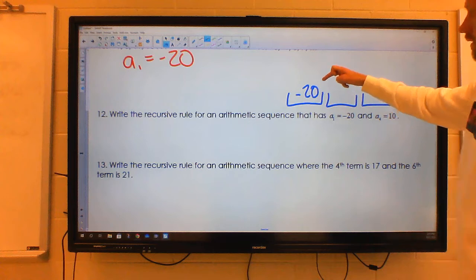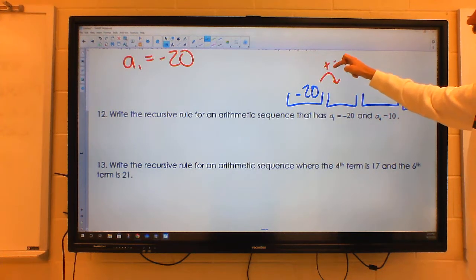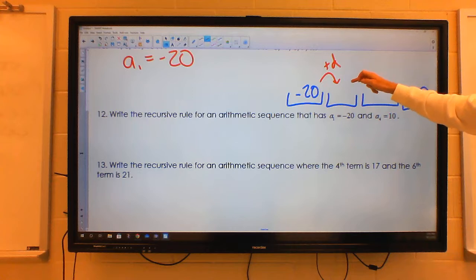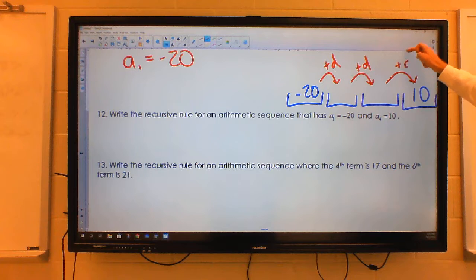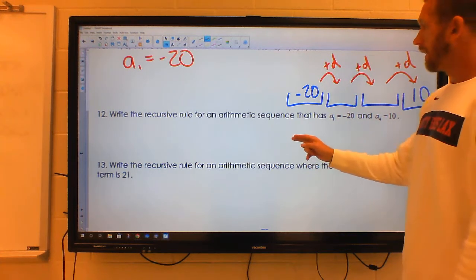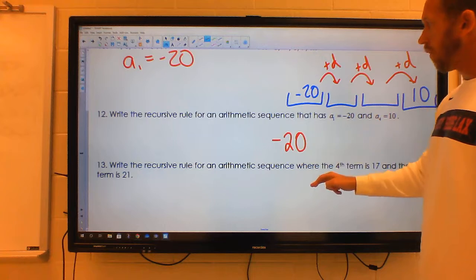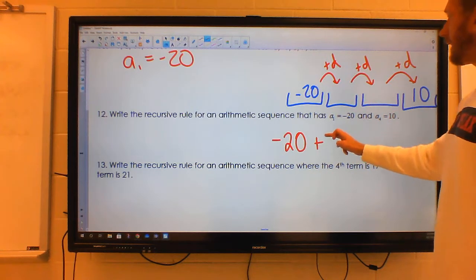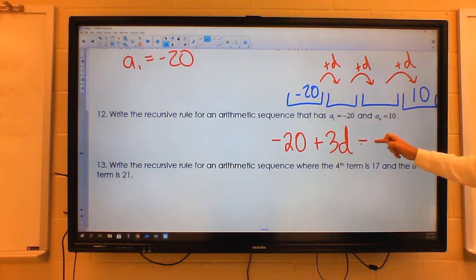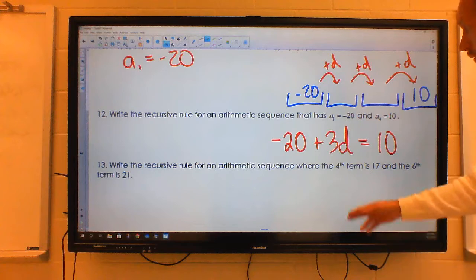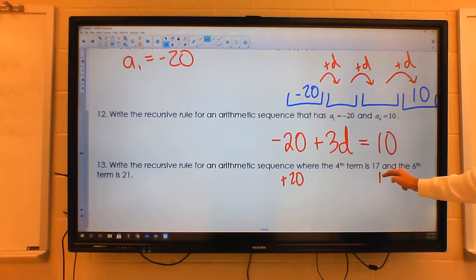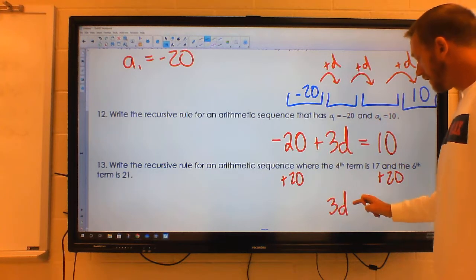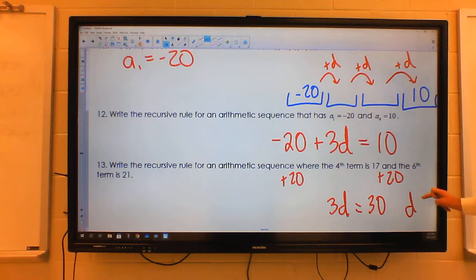To go from here to here, we would have to add our common difference. We don't know what this is, but then we would have to add our common difference again, and a third time. So we have to start at -20 and add 3 times our common difference to get to 10. That is called an equation, and there's one variable there, meaning we can solve it. Add 20, and we get 3d equals 30. So d equals 10.